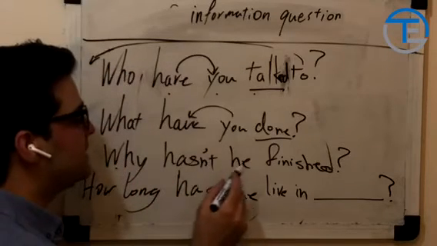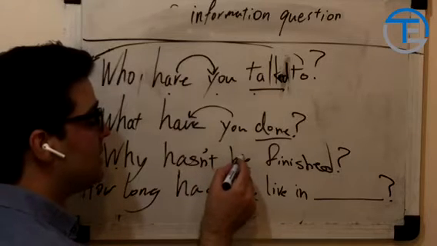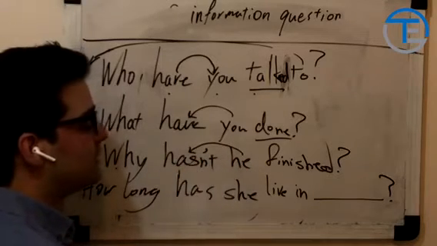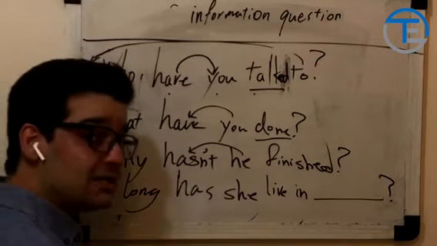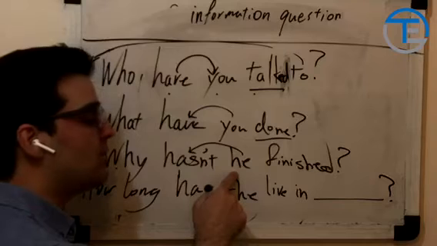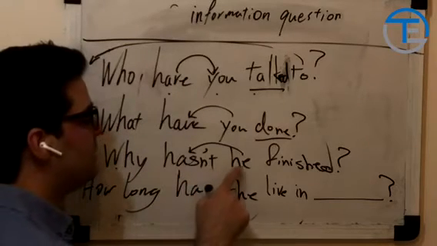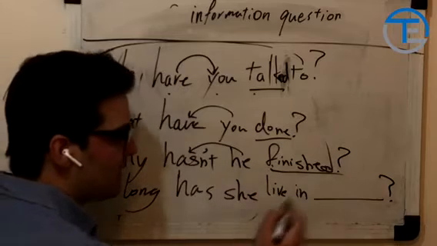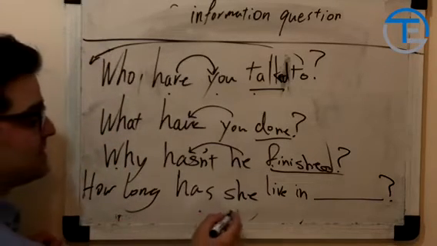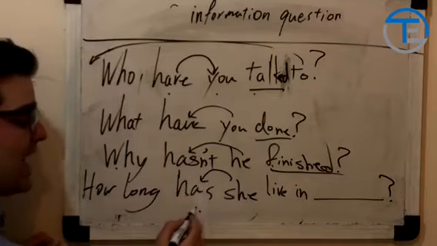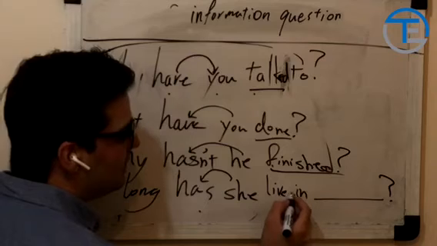Why hasn't he finished? Now you have to write in negative, and actually has, because we have the subject pronoun he. Why hasn't he finished? Past participle. How long has she lived in? You have to write has because of she. Lived.